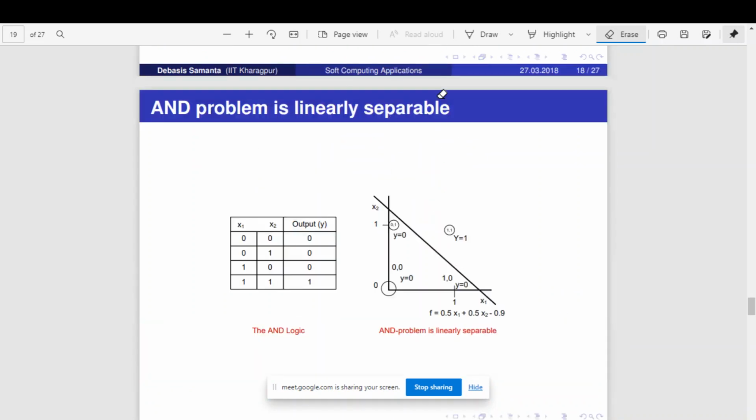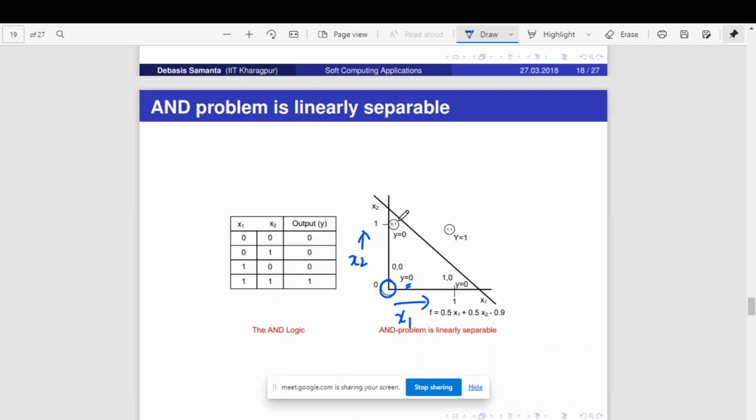This AND logic can be graphically represented like this. We consider this as x1 and this as x2. Both are 0 means the point is here, and in that case the output is 0. x1 is 0 and x2 is 1, that is this point.